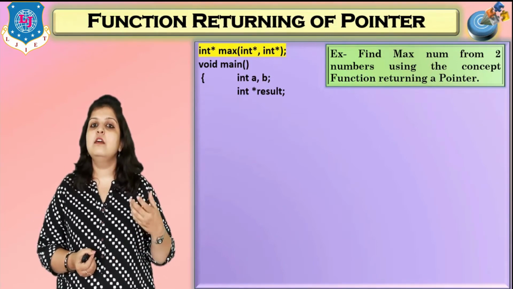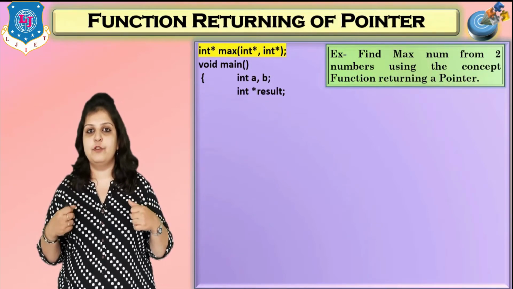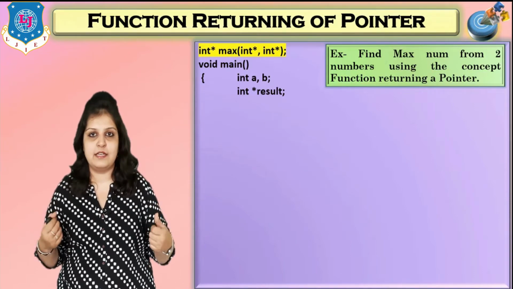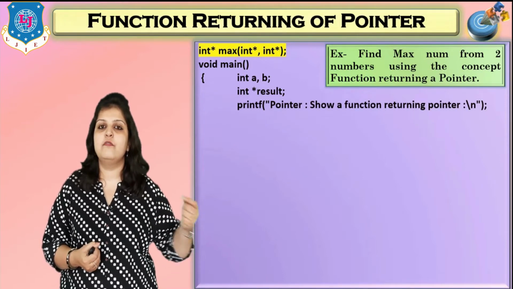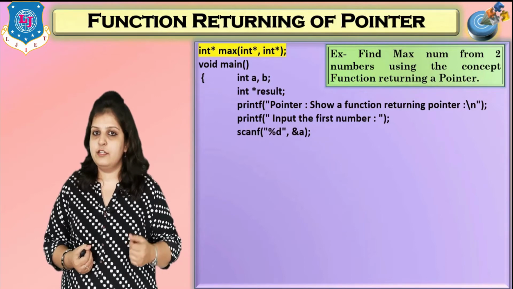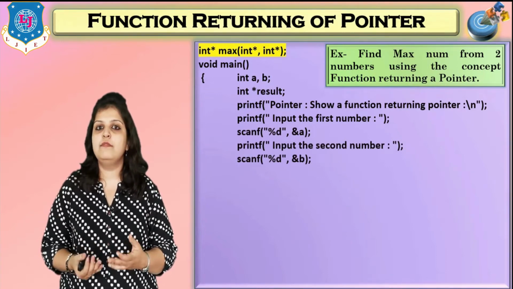Now first of all, read the values of a and b, because a and b are the input. We have to find the maximum number from a and b. So I am writing printf enter the first number and scanf a. Then again, enter the second number and scanf b. Now we have to call the function.